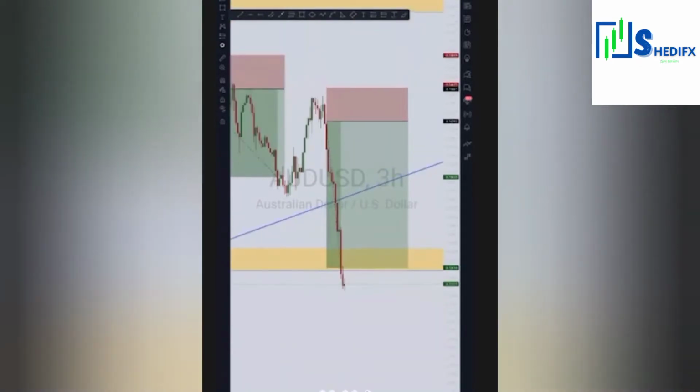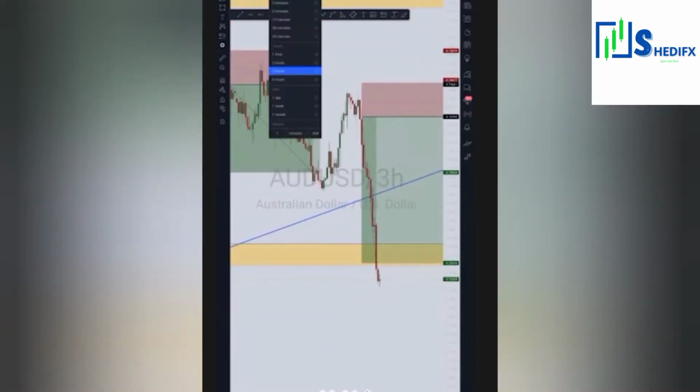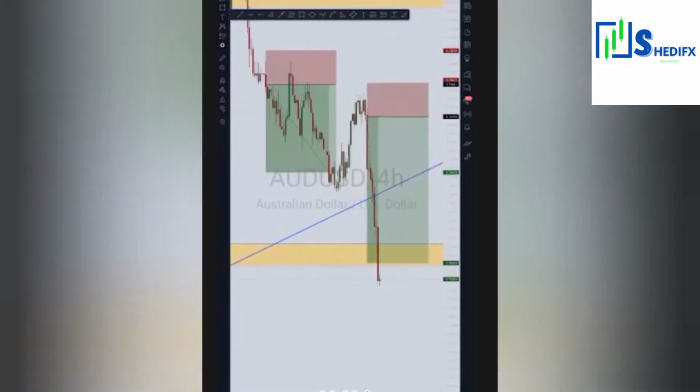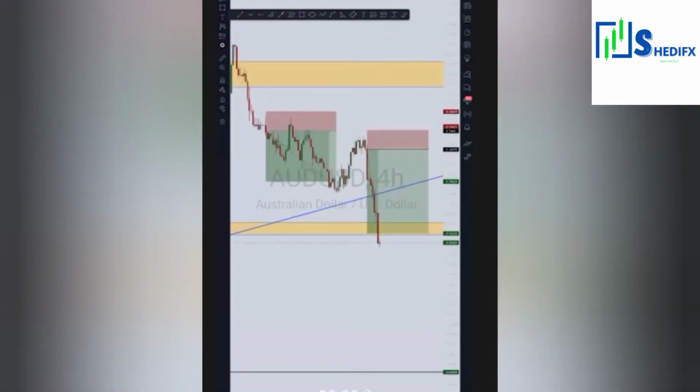Man, last week was so good for us. Last week was wow. We just hit this market last week. This was 167 pips. We are risking just 38 pips.